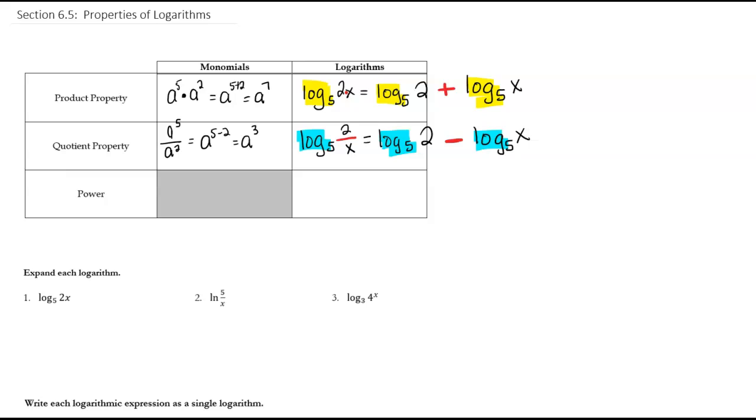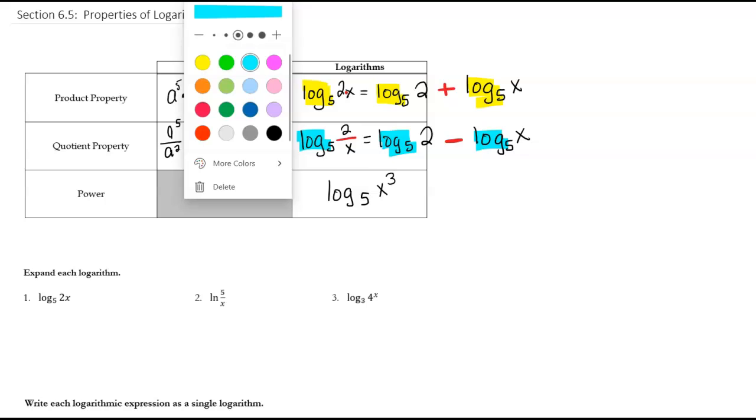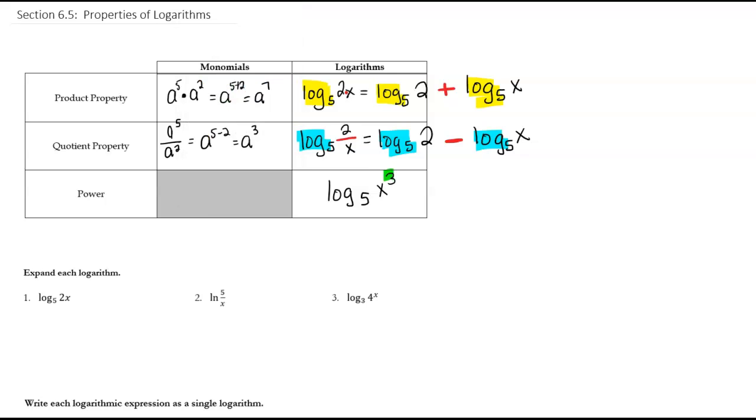The last rule that doesn't really look the same in monomials is if I have an exponent. So if I have log base 5 of x to the third, this is what we do. We take this exponent and we move it to the front. So it becomes 3 up front times log base 5 of x. So I just moved the exponent.